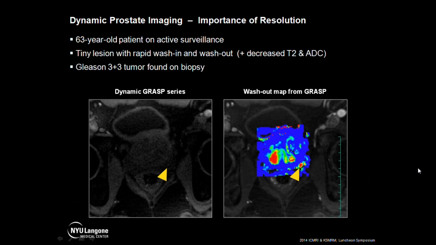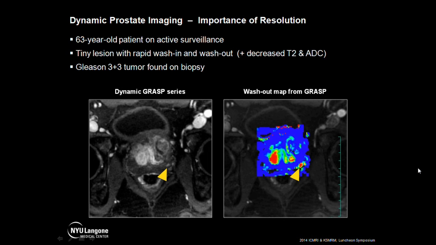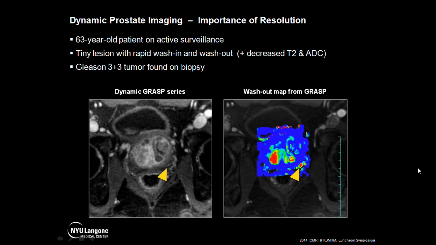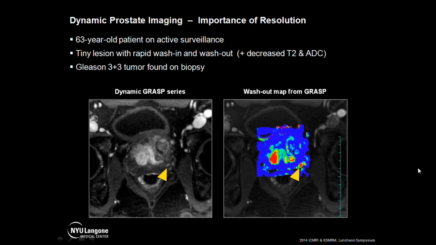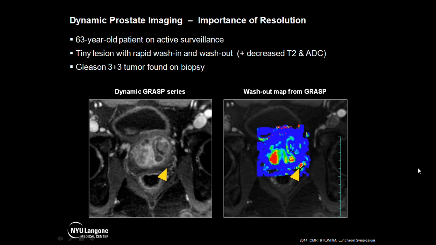And just to give you an impression of why it is helpful to improve the spatial resolution, here's a case. This is a 63-year-old patient on active surveillance, and on these dynamic GRASP scans, they found a tiny lesion in the peripheral zone of the prostate, which shows a very fast uptake of the contrast agent and then also a very fast washout. You can see this lesion indicated by this yellow arrow.